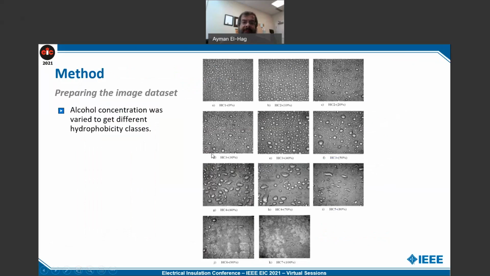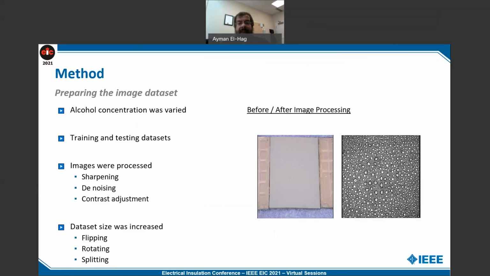So what we did here, we used the method of applying water with different alcohol concentrations. Based on the alcohol concentration, we can get different types of classes. For example, here with 0%, we have class 1. With 70%, we have class 4, etc. So these are some samples of the data acquisition. Then we applied different image processing techniques to enhance the images so that we can have good quality images.